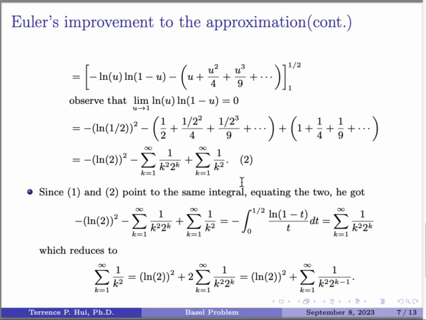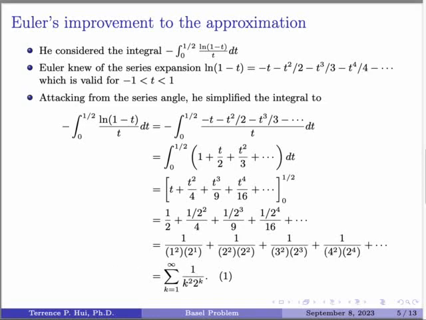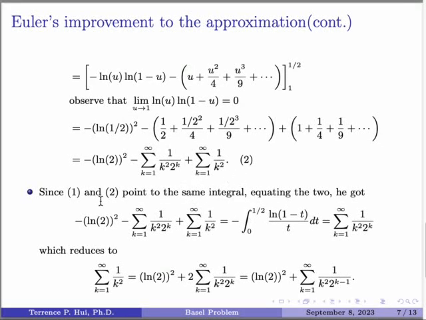So now what has he done? He used two different ways to calculate the same integral, right? Equation 1 right here and equation 2 right here. They're the same thing. They're pointing to the same integral, so they must be equal. So by equating the two, he now has minus the square of log 2 minus the infinite series 1 over k squared 2 to the k plus the infinite series 1 over k squared. That equals this integral, which in turn equals 1.